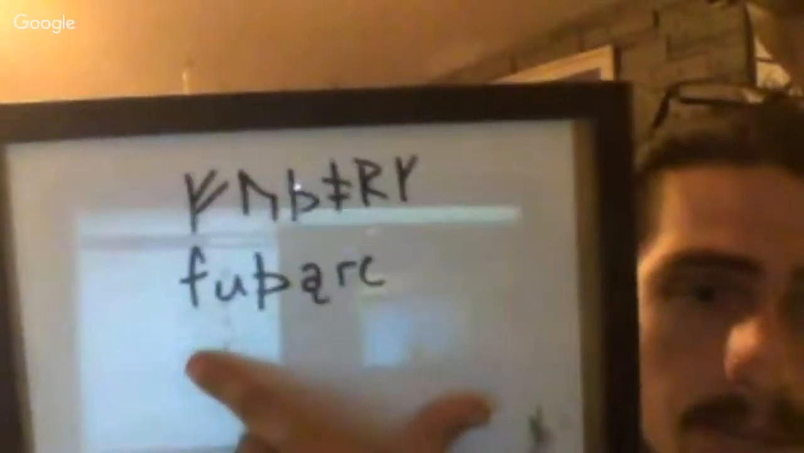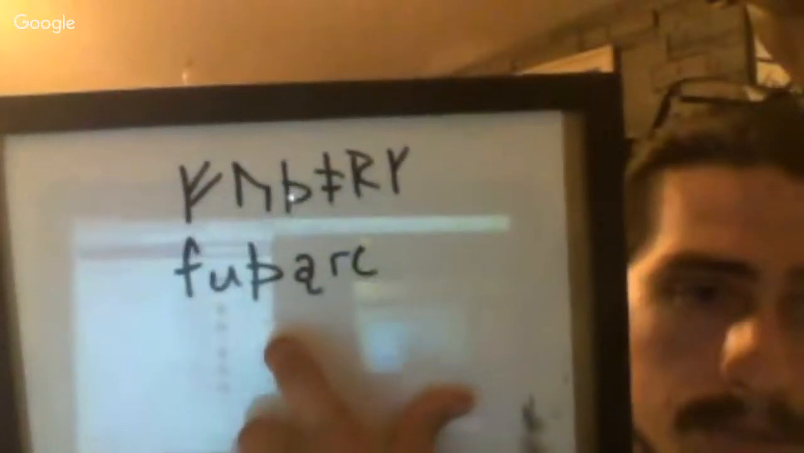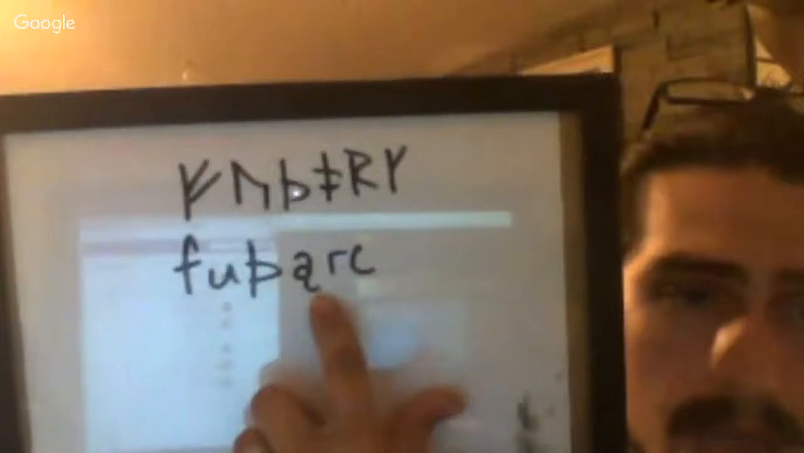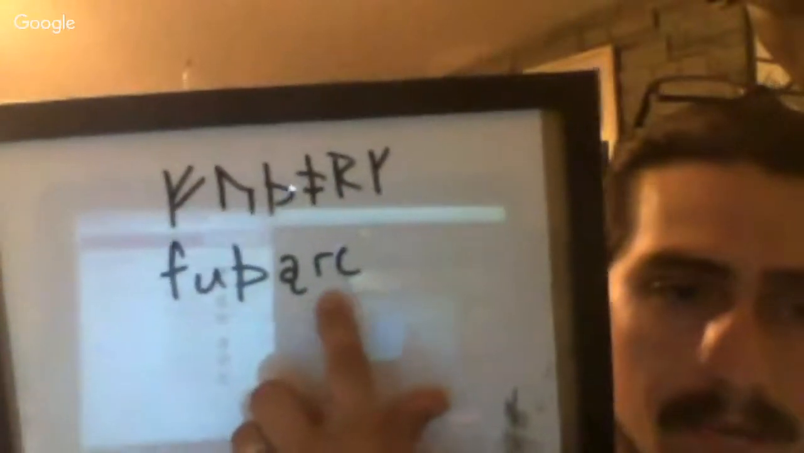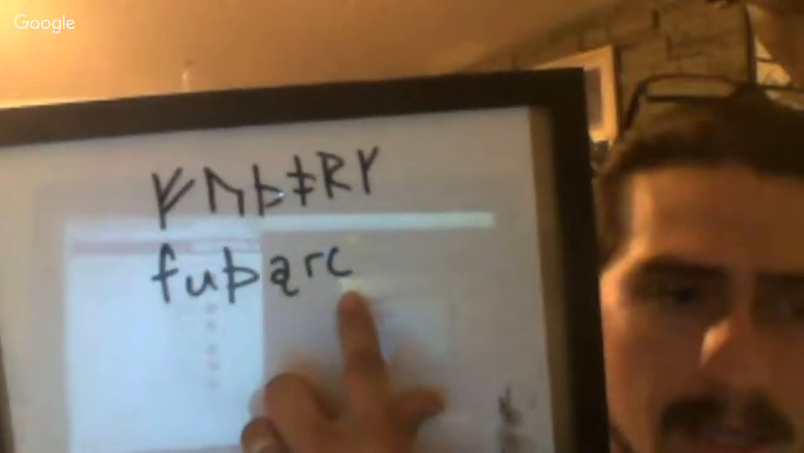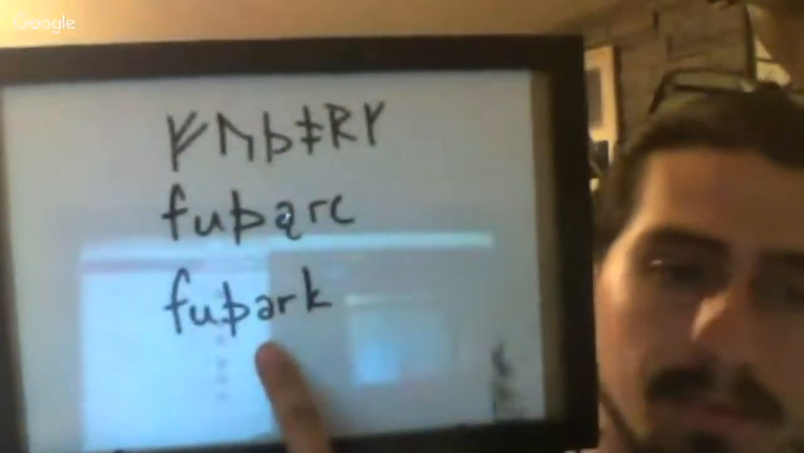So F-U thorn hook A, or A ogonek, just go with hook A, R-C. And then they would take that information back and be able to decode it to what we recognize as Futhark.